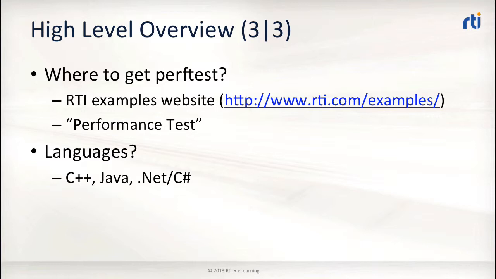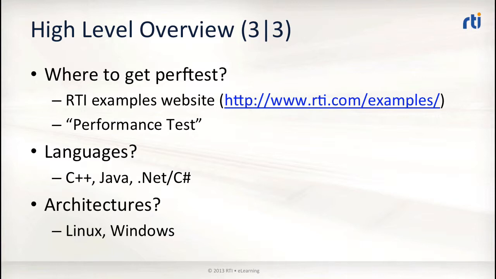PerfTest is implemented in C++, Java, and .NET or C#. The test is interoperable, which means you can test a Java publisher and a C++ subscriber or vice versa. We also ship it for Linux and Windows. We've also run PerfTest with other architectures, including Mac OS X, and embedded operating systems like VxWorks and Integrity, though we don't ship the build scripts for these platforms. Please contact us if you'd like help building PerfTest for architectures not listed above.